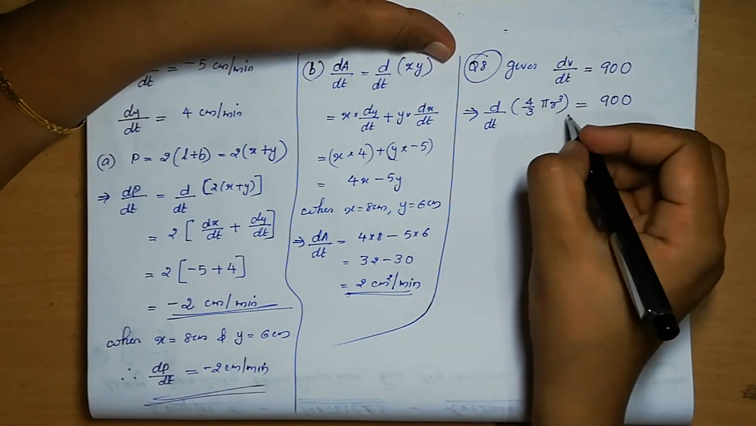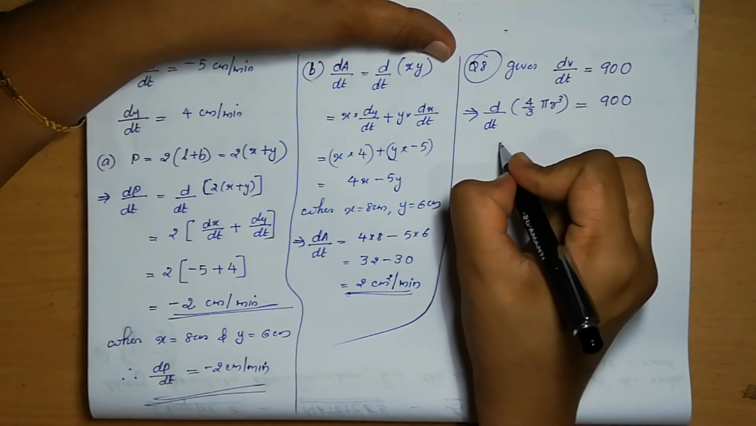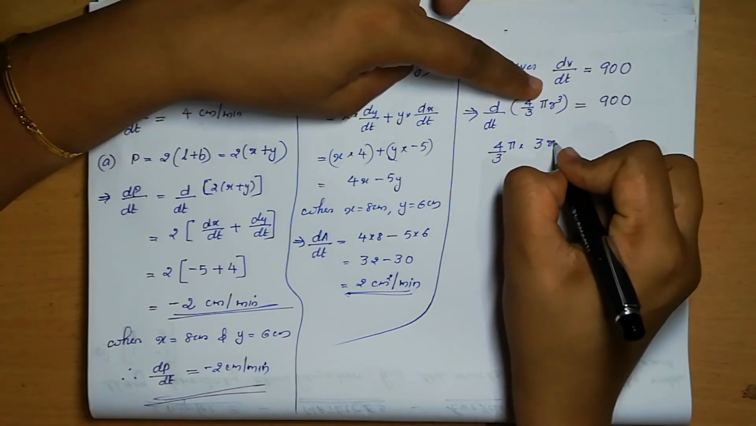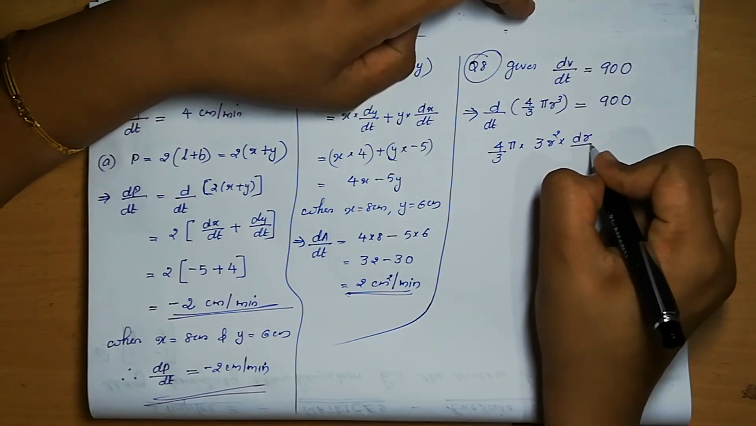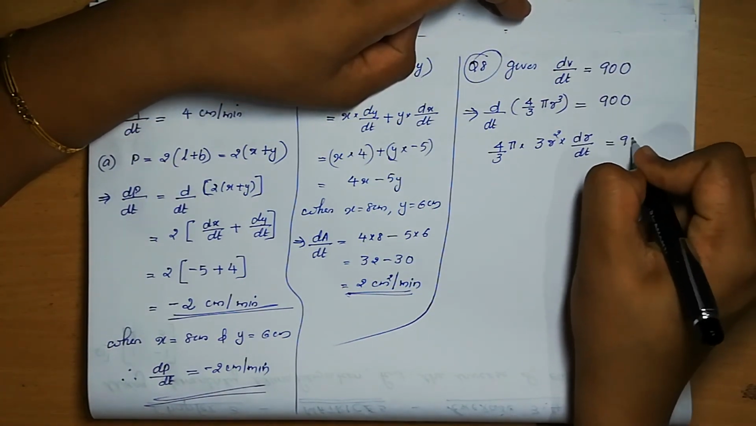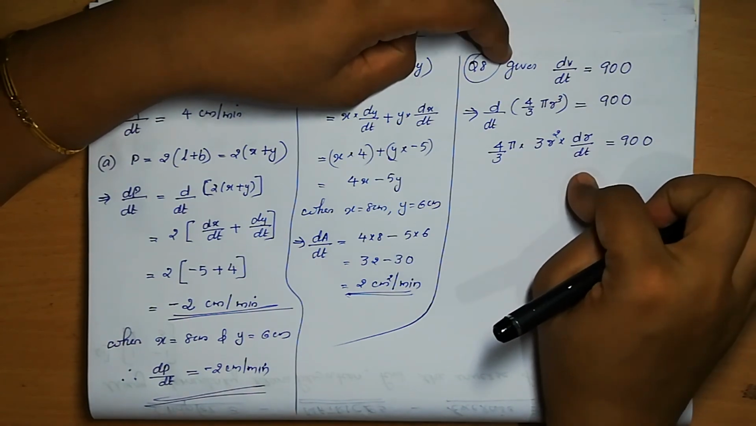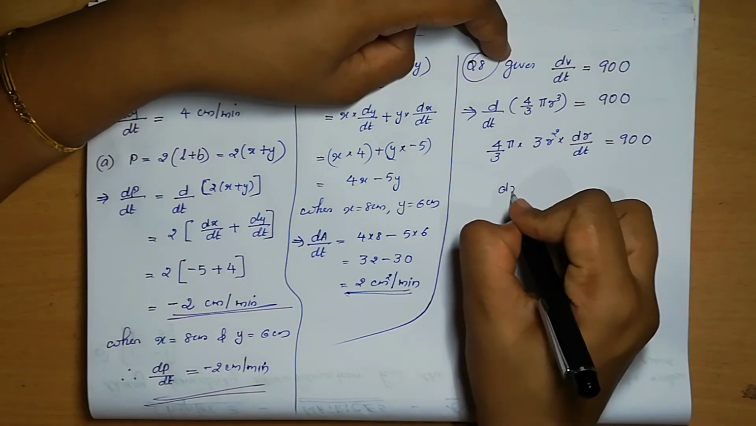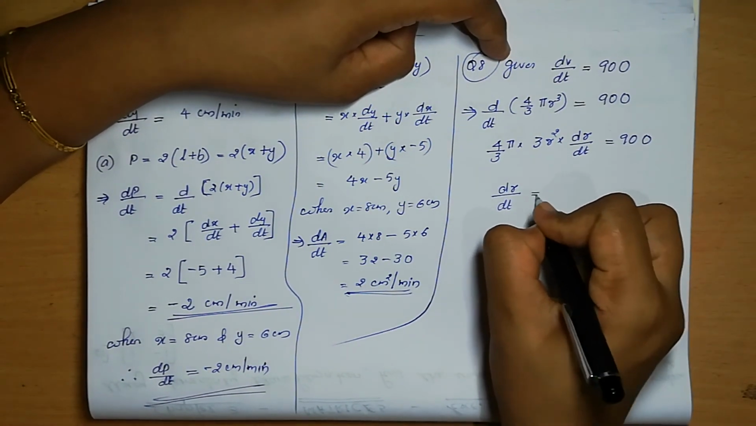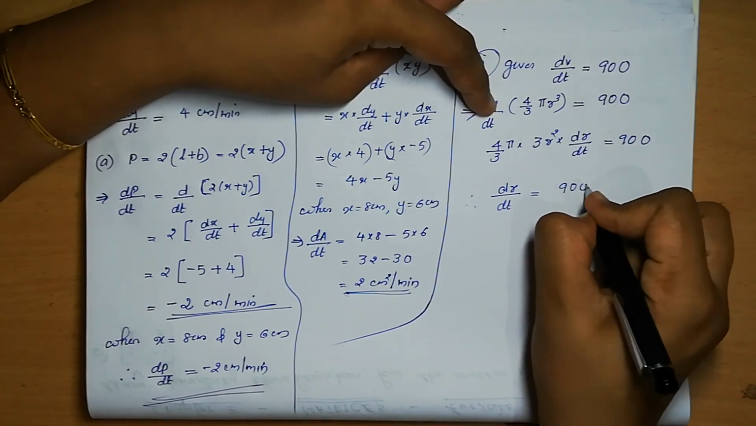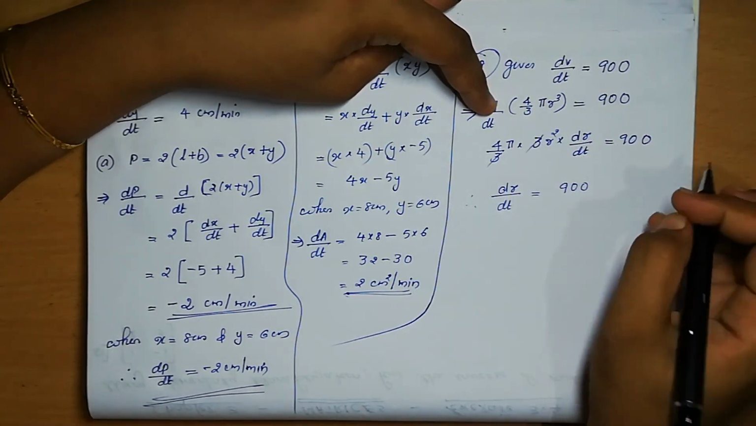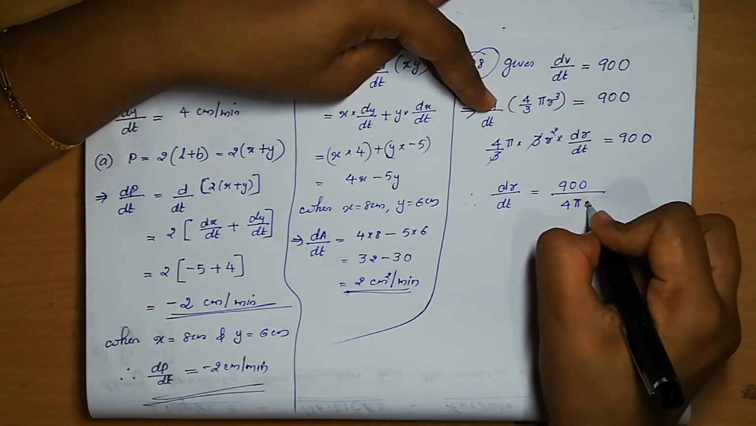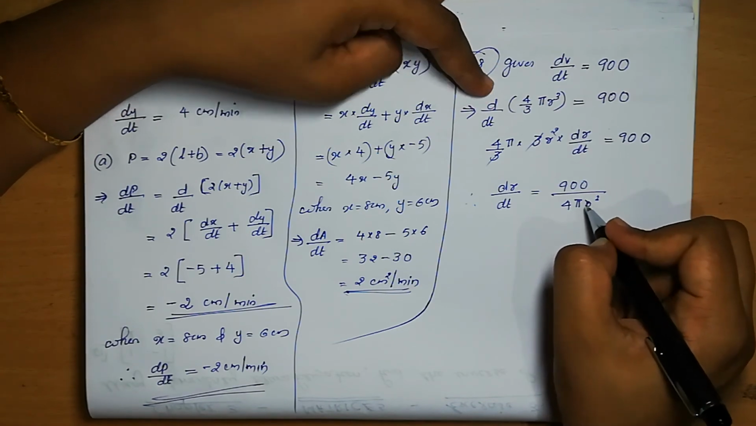We can do the differentiation. Here what is the constant? 4 by 3 pi is the constant. Then derivative of r cube is 3r square into dr by dt, equal to 900. We need to find the value of dr by dt when r equal to 15 centimeter, right? So first we can write dr by dt equal to 900, here this 3 and 3 will cancel, 900 divided by 4 pi r square, correct?